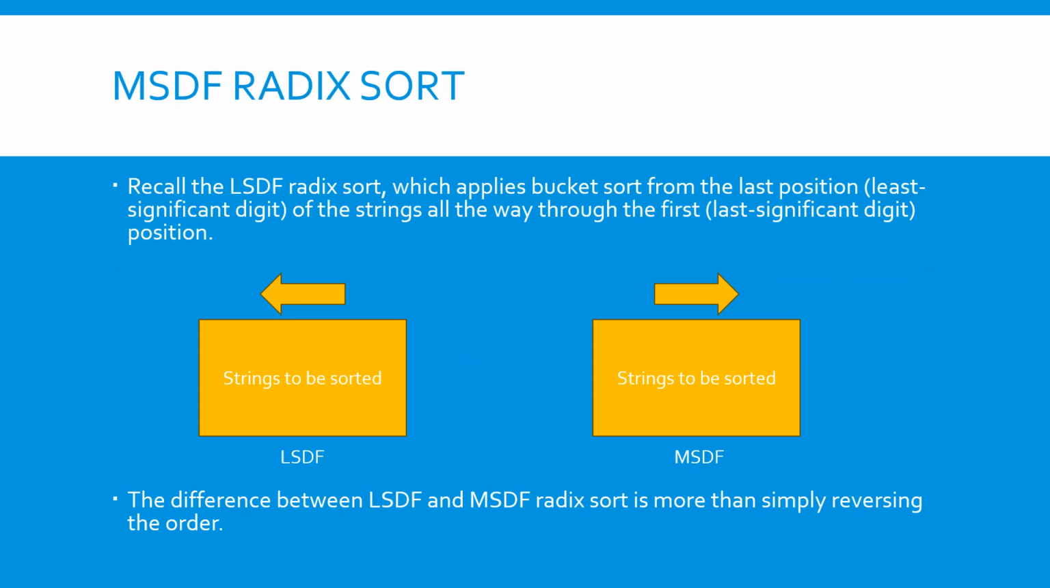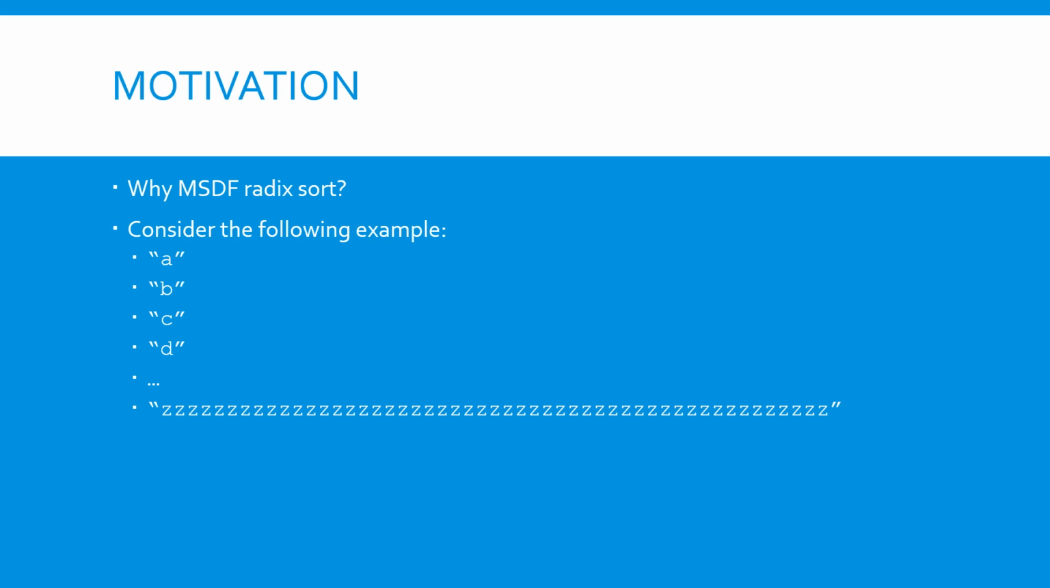Recall the LSDF Radix sort, where we perform bucket sort based on each position of the elements, starting from the last position all the way through the first position. In other words, the sorting phases are performed in the backward order. On the other hand, for MSDF Radix sort, the sorting phases are performed in forward order. Now, the question is, are these two algorithms identical in terms of time and space efficiency, and do they cater to different applications? It turns out that reversing the sorting order will bring much more differences between these two algorithms than we think.